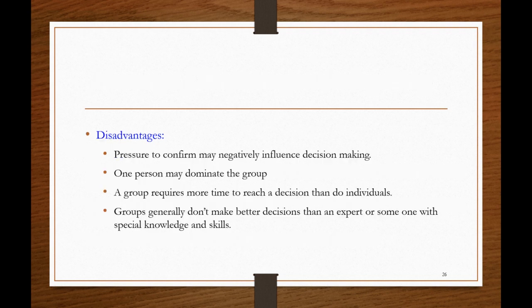And there are also disadvantages. Sometimes, if you are pressured to conform, it may negatively influence the decision making, and one person may dominate the group. Third one, a group requires more time to reach a decision than an individual, and groups generally don't make better decisions than an expert or someone with special knowledge and skills.